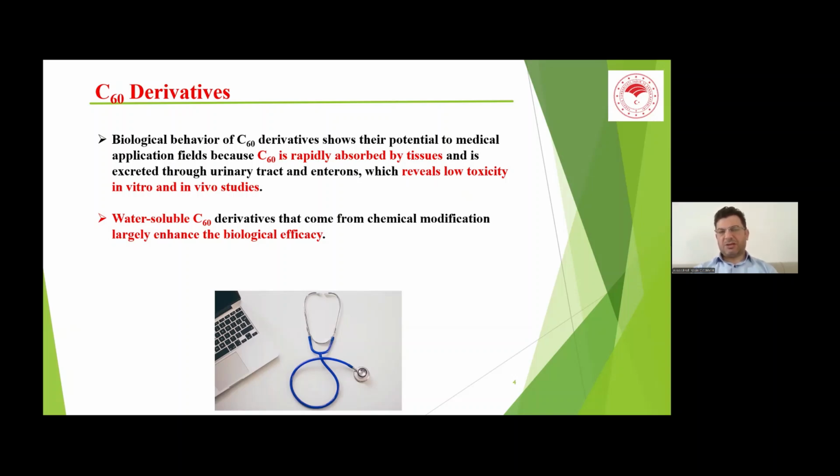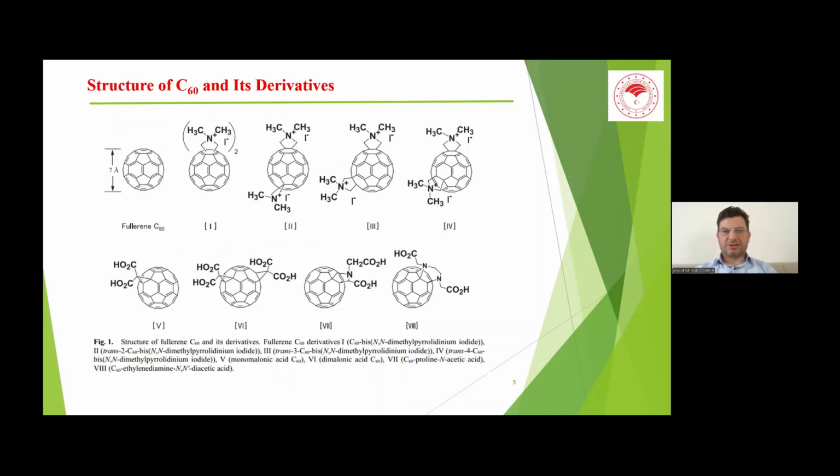Water soluble and olive oil soluble carbon 60 or fullerene products are on the USA and European markets. We can buy this product in the food supplement industry. There are different structures and derivatives of fullerene you see on the screen. In this study, we focused on two products, water soluble and olive oil soluble products of fullerene.